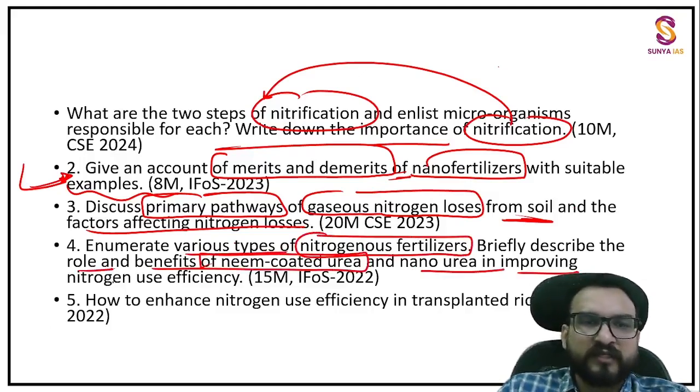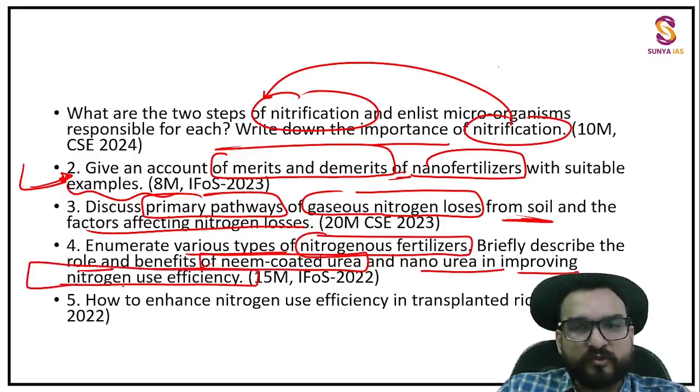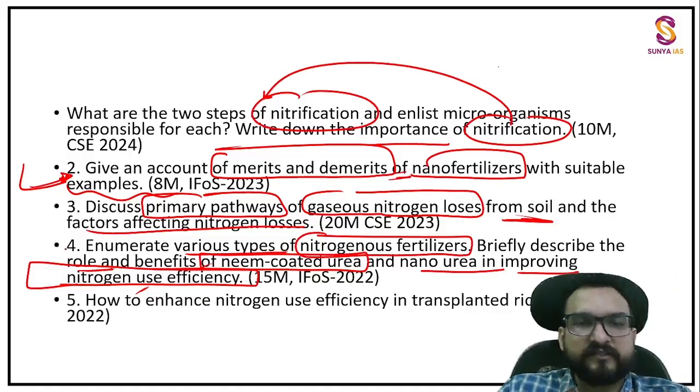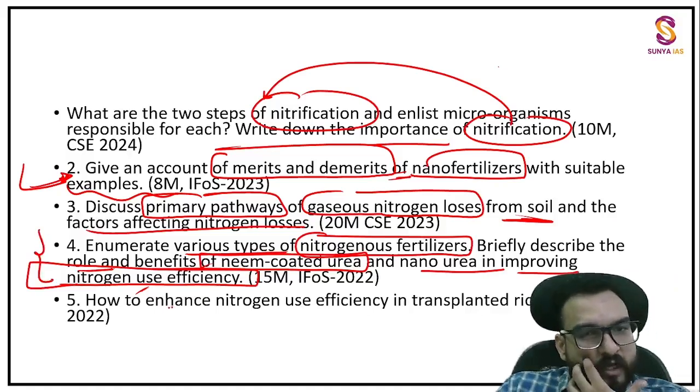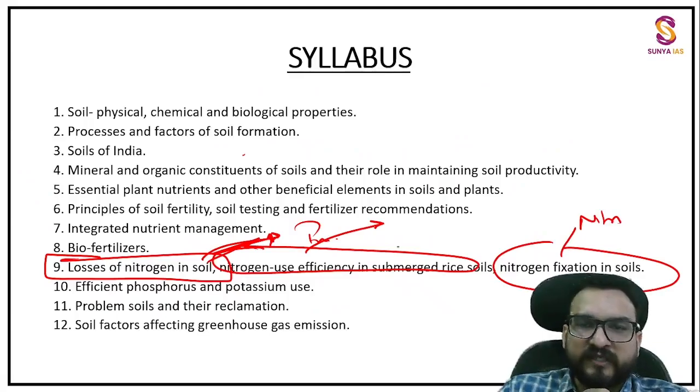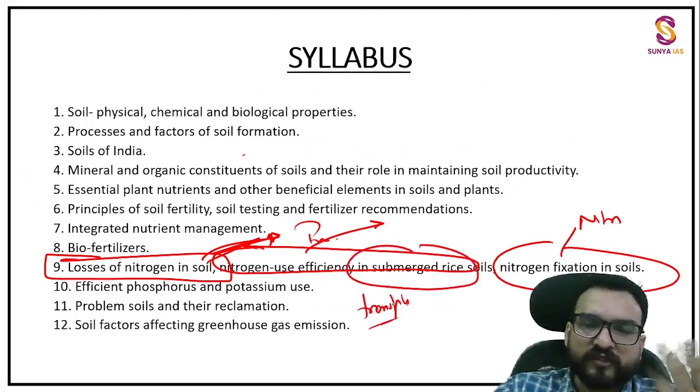and nano urea in improving the nitrogen use efficiency. So over here, nitrogen use efficiency, now you are seeing that they have asked in this way. How to enhance nitrogen use efficiency? Again, in transplanted rice, they are asking. In submerged rice, it is written over here, but they are asking transplanted rice, and this is one and the same thing only.